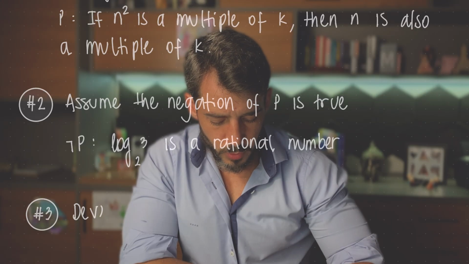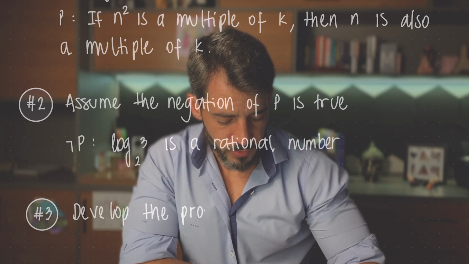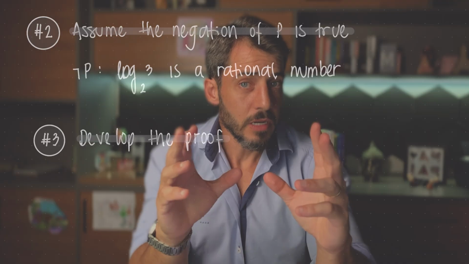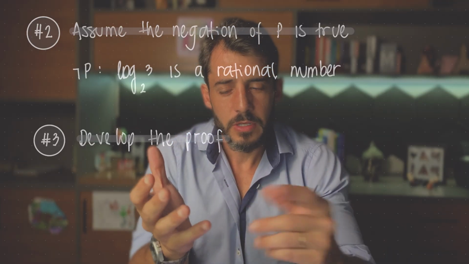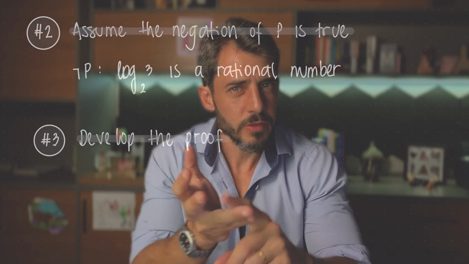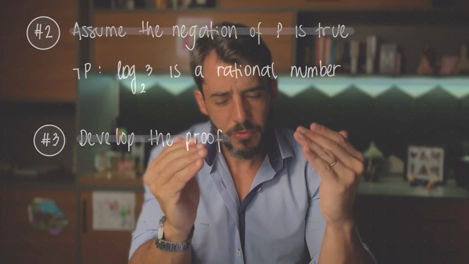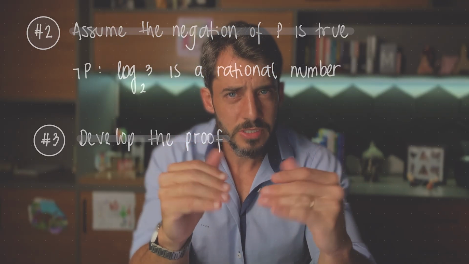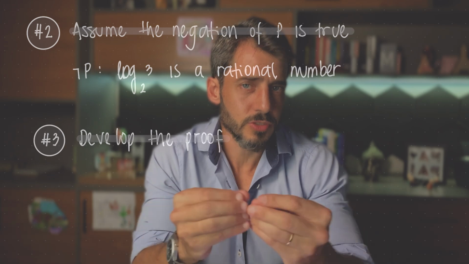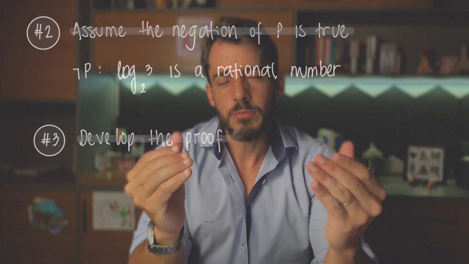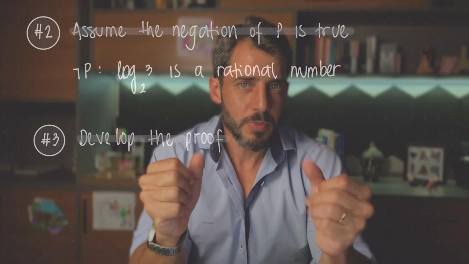Number 3, we're going to develop the proof. What do you mean by developing the proof? You're going to use the assumption not P along with an algebraic process, with established facts or axioms, to derive further logical conclusions until you get to a contradiction, until you get to something that does not make sense. And this is, of course, the most difficult part of a proof by contradiction.